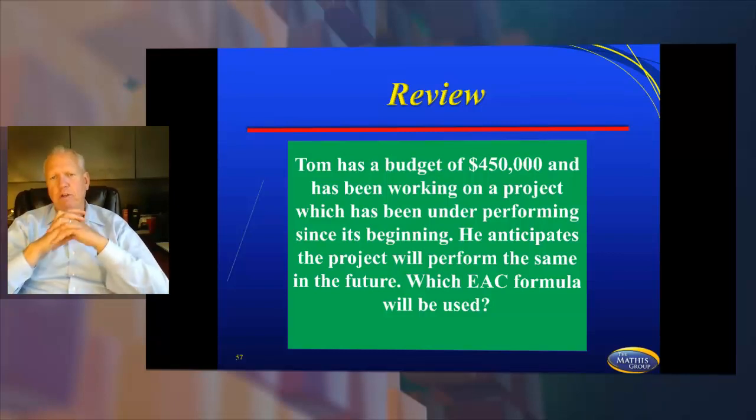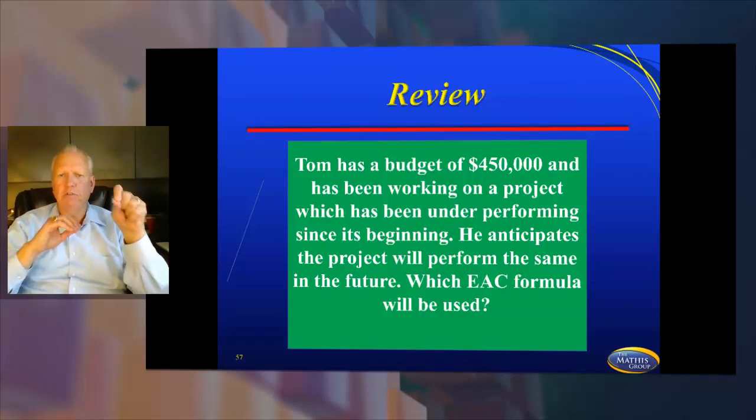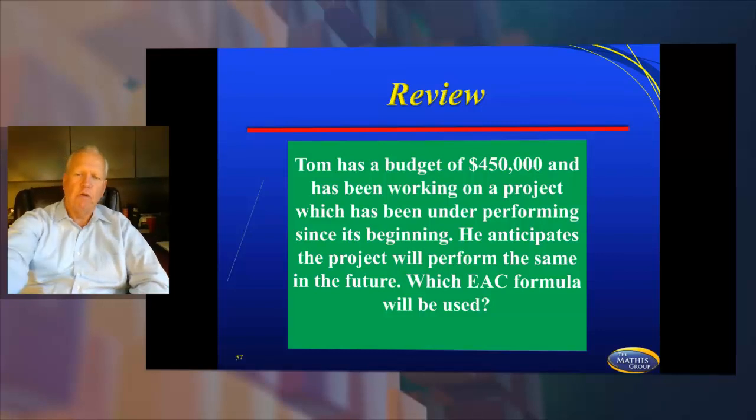Did you catch the key word? He's been working on a project. Notice what it says: he anticipates the project will perform the same in the future. This is your status quo. That's all they gave you, but that's your status quo formula. So it's going to be BAC divided by CPI.